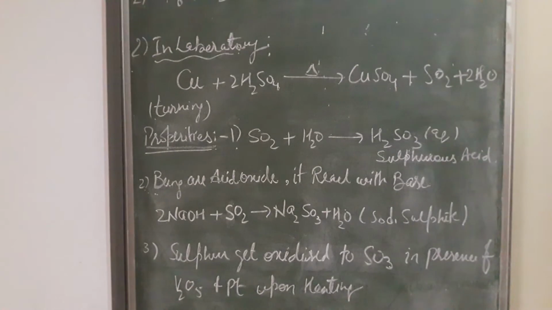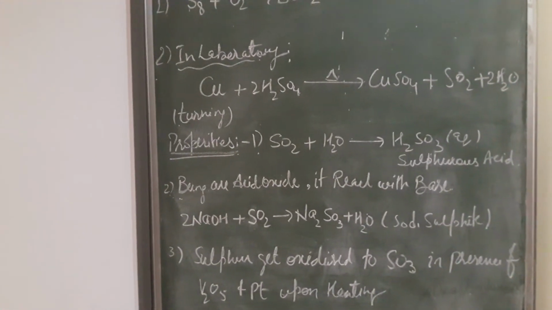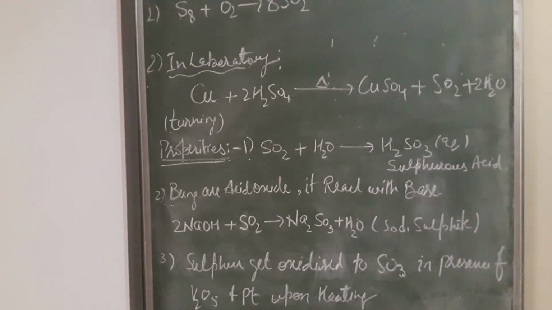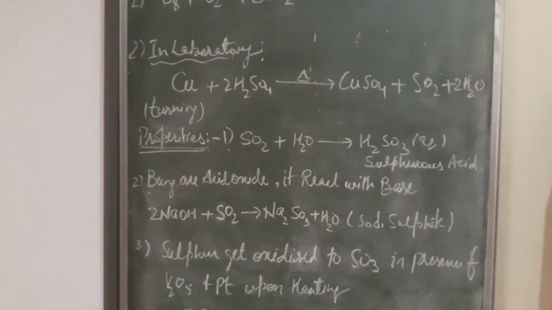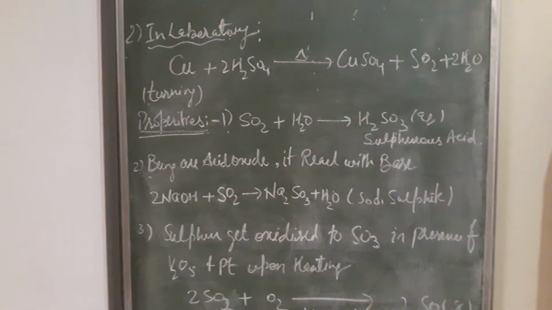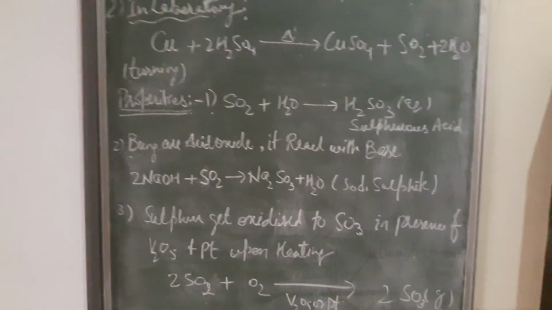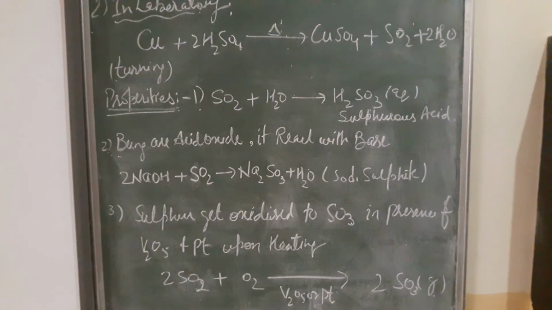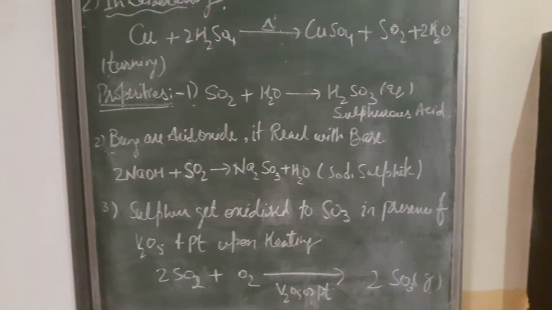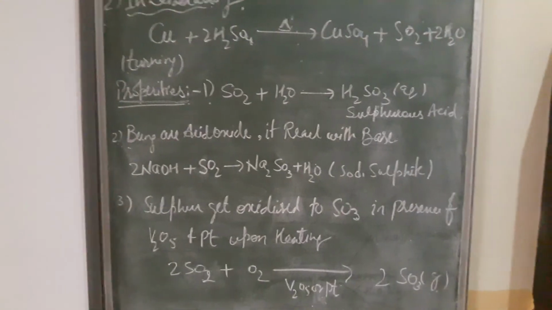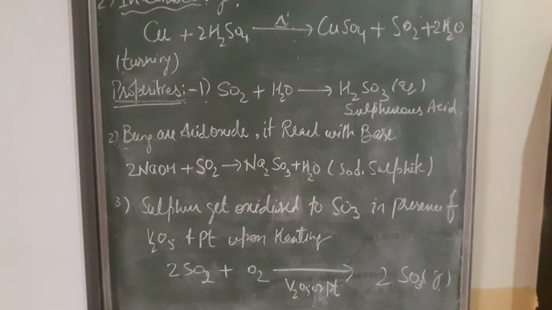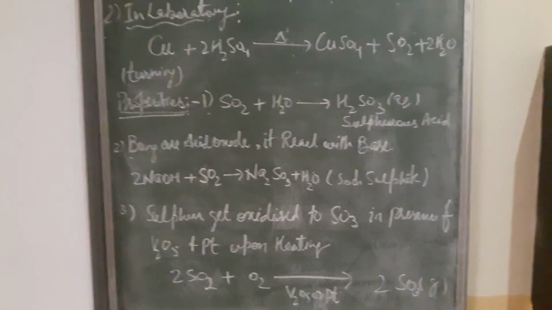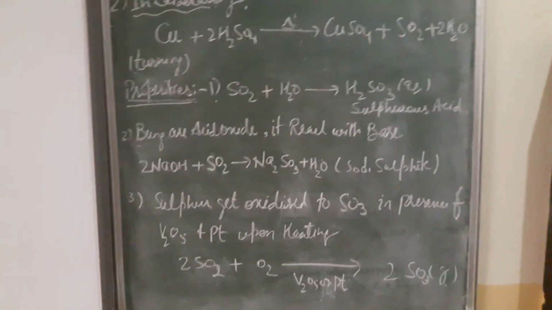Next are the properties. Sulfur dioxide is highly soluble in water, and its solution is acidic, because sulfur dioxide reacts with water to form sulfurous acid. Sulfur dioxide is an acidic oxide, because, as you know, acidic oxides are formed from non-metals. Sulfur is a non-metal, so it forms an acidic oxide, and these acidic oxides easily react with a base, forming sodium sulfite.